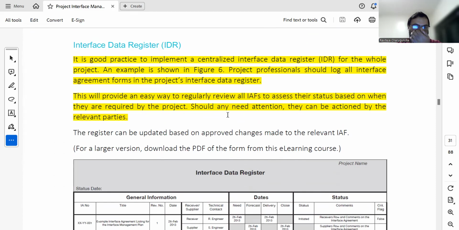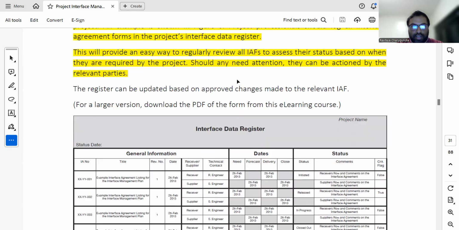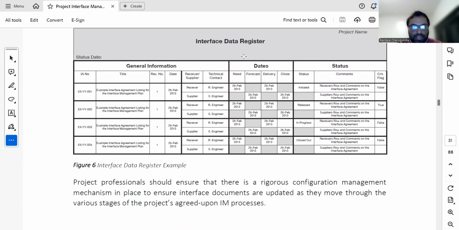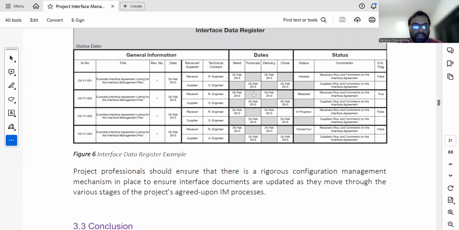This is an interface data register. It shows a good example of how to implement interfaces in the whole project. If you look at the interface data register, you can see the general information, dates, and statuses. This is a pretty good example of an interface data register.